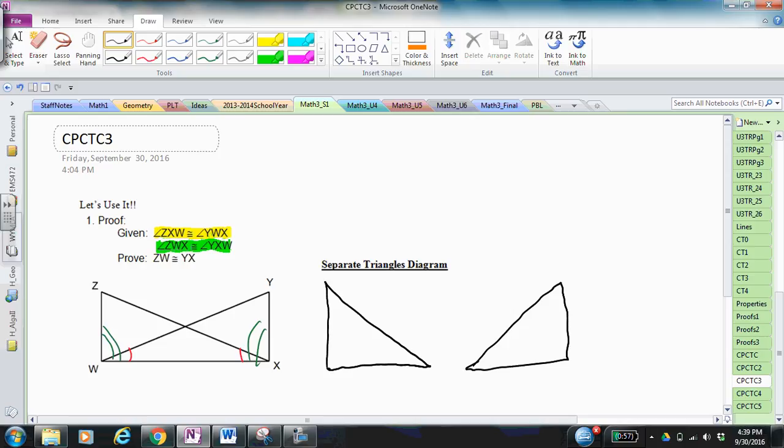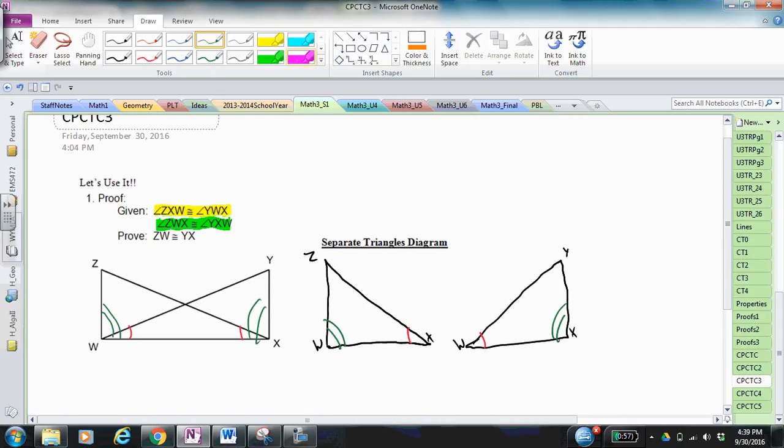So disclaimer, drawing not to scale. Obviously those don't match perfectly, but as long as I put the letters there, we've got the idea. So the red markings would remain there, and the green markings would now be here and here. Now it's a little easier to see where we're headed with this proof.